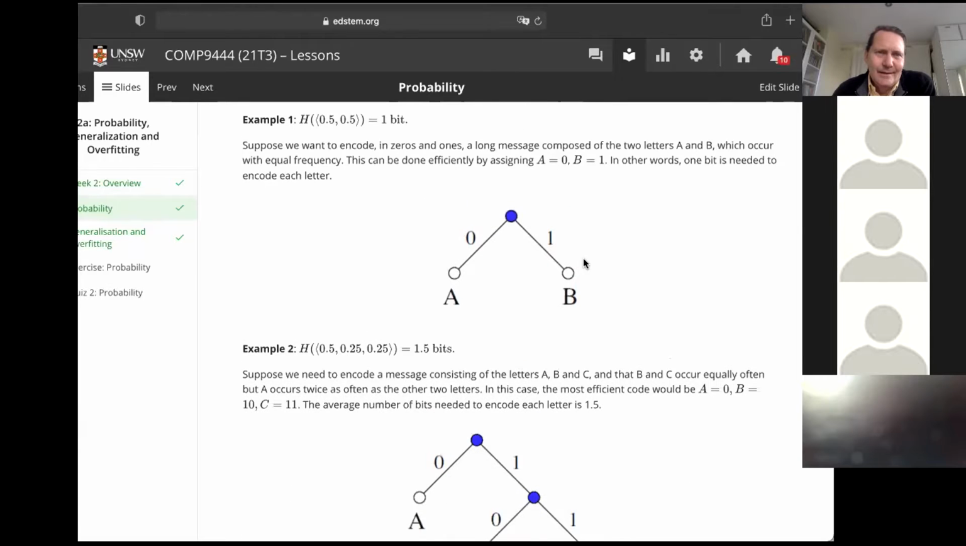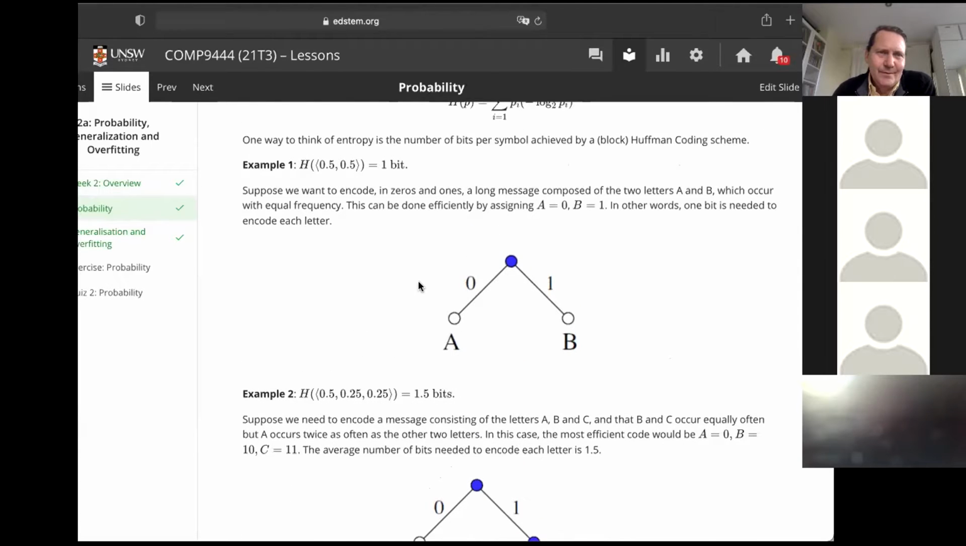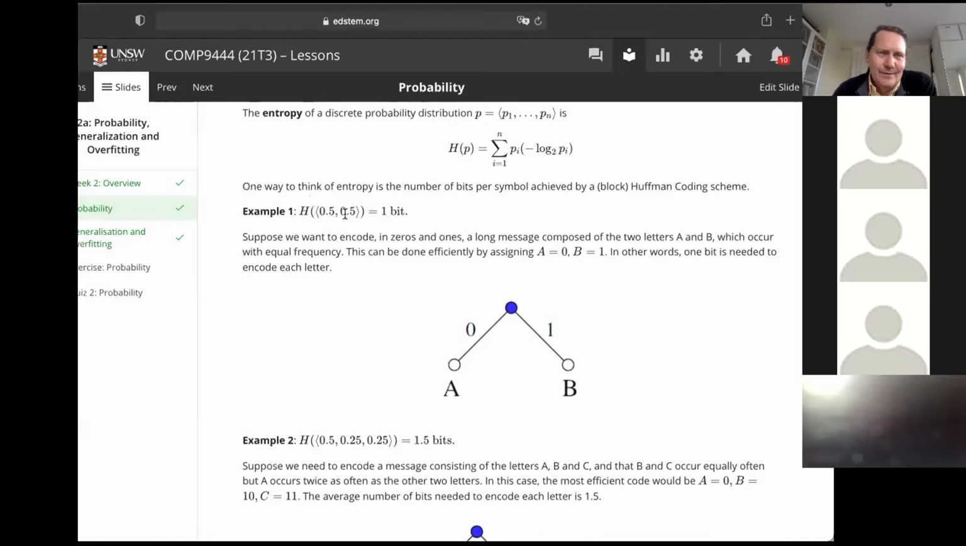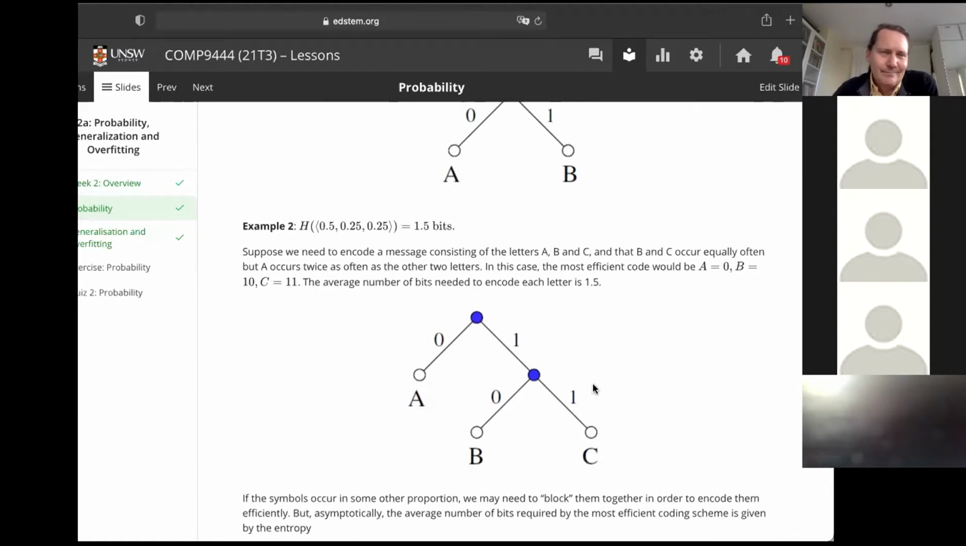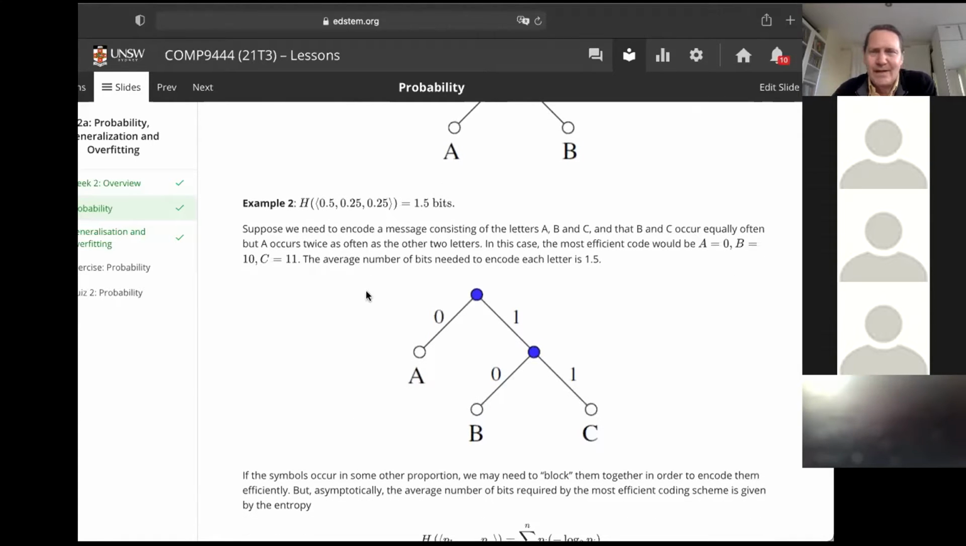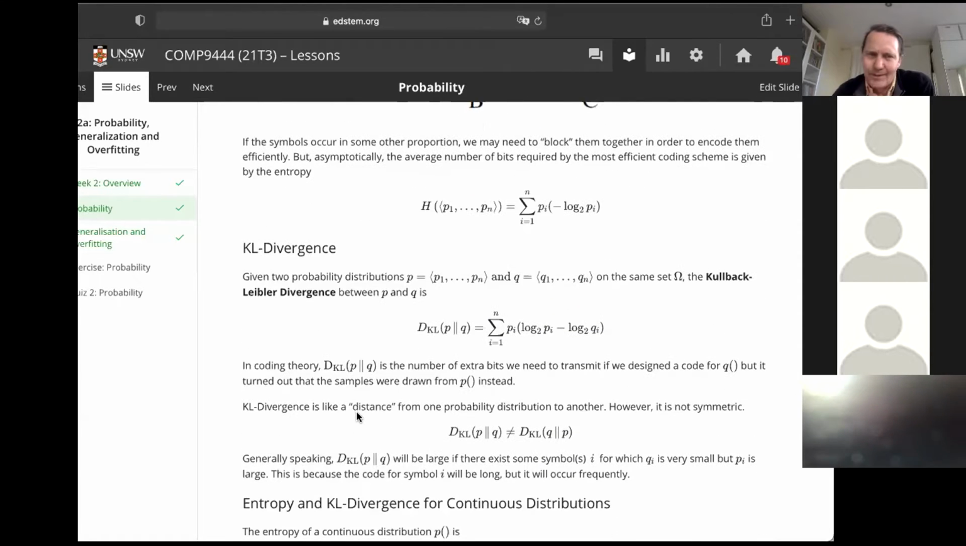If the probabilities don't give you this sort of neat divide, then in order to achieve this, you have to use a block encoding and this kind of thing. But basically, entropy tells you the average number of bits in an efficient code.